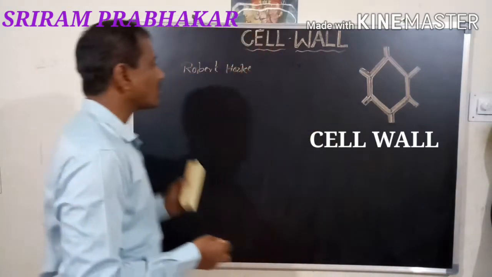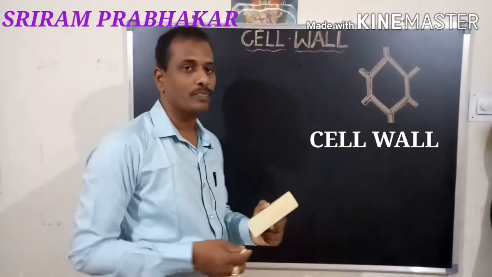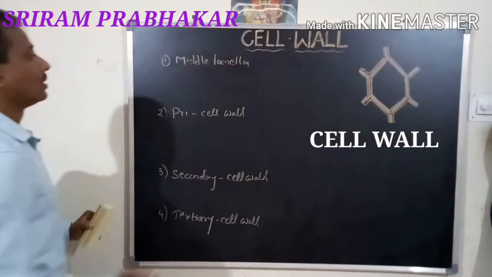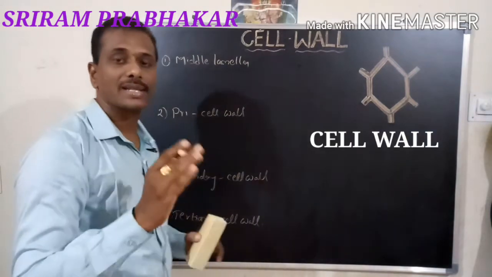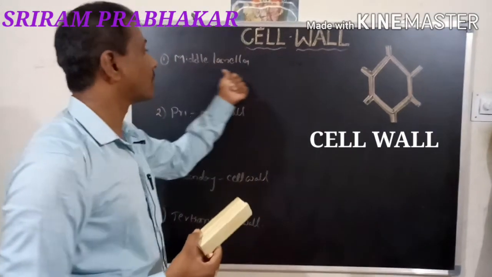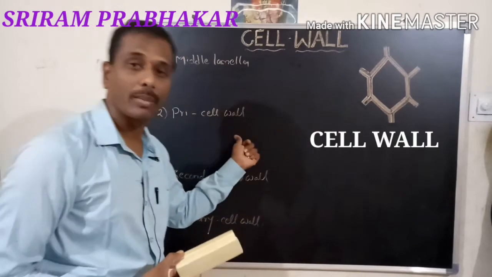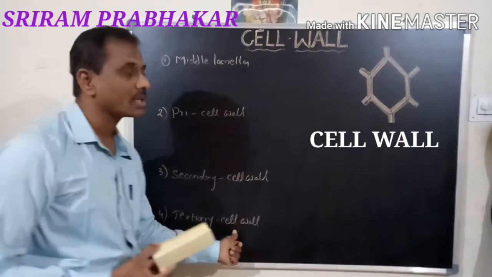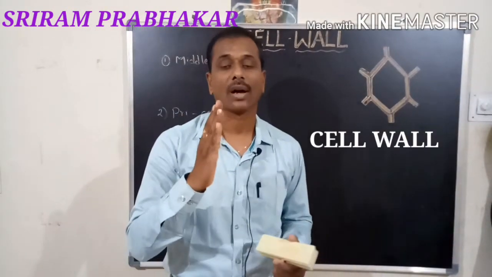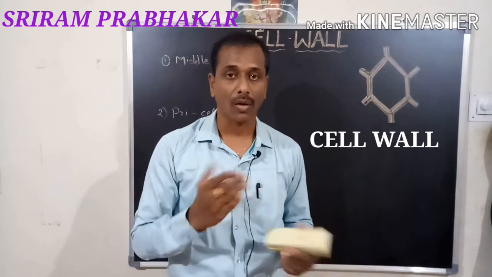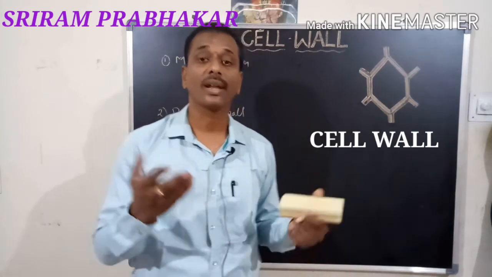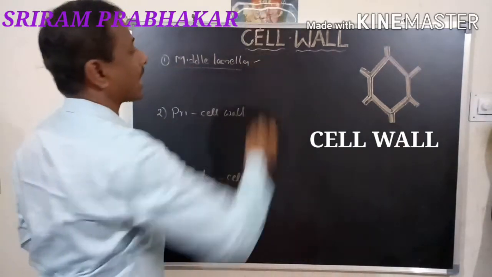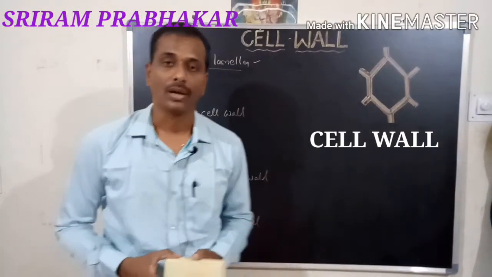Now we see. When we observe the cell wall, it shows 4 different layers. There are 4 layers in a cell wall. One is the middle lamella, second is the primary cell wall, third is the secondary cell wall, and fourth is the tertiary cell wall. There are 4 layers present in the cell wall, so we can call it a special sequence in their arrangement. One by one we will discuss.